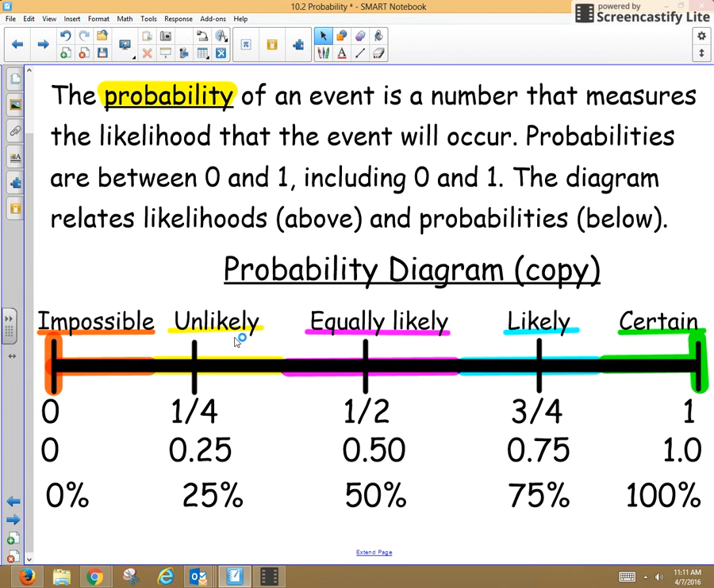If something is unlikely, you have a small chance of getting it. For example, if one of the marbles was red and the rest were blue, that would be a 1 out of 4 chance. 0.25 is the decimal, or 25%.